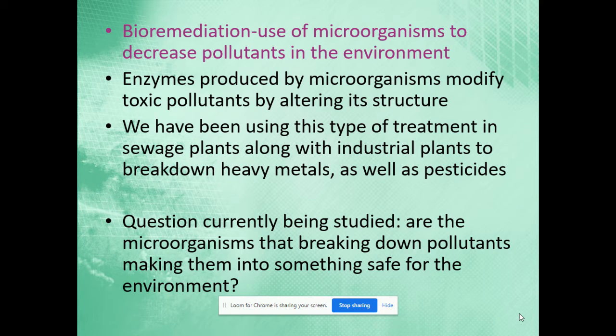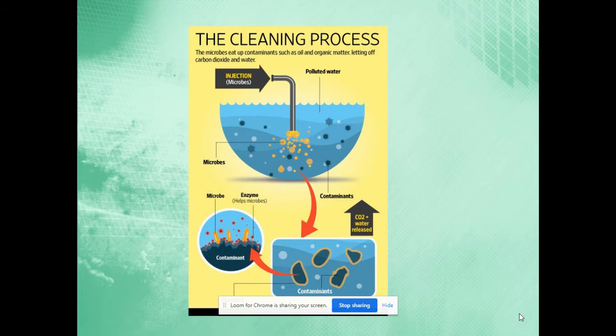So we're getting rid of these things because we personally can't do it ourselves, but what are they being made into? So here is the cleaning process. We inject the microbes into the polluted water. All these little spiky things are going to be the contaminants. The microbe is going to eat them or break them down, and it's going to be releasing CO2 and water.